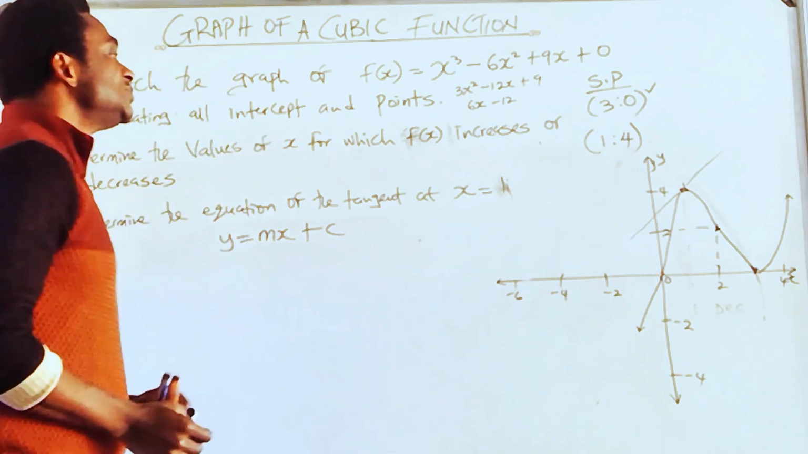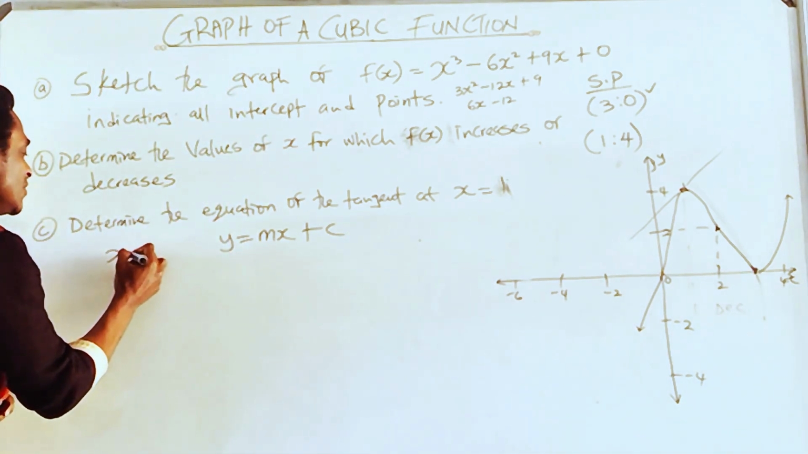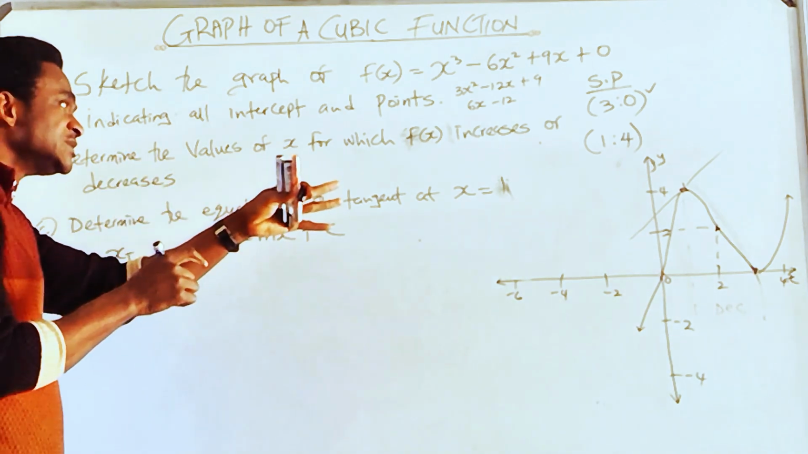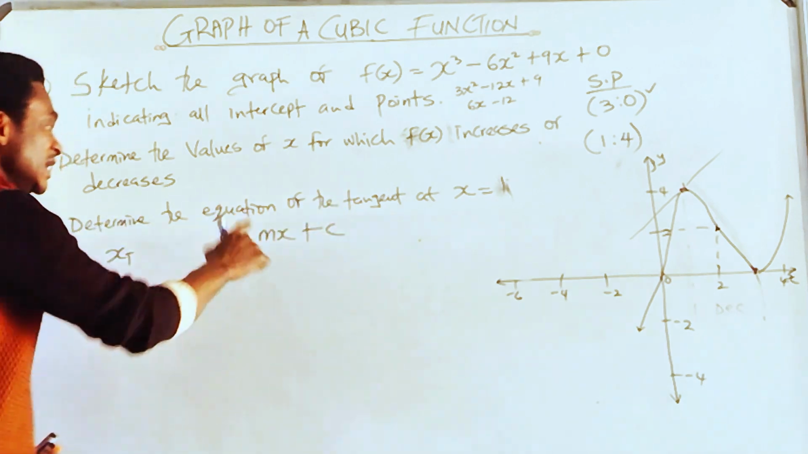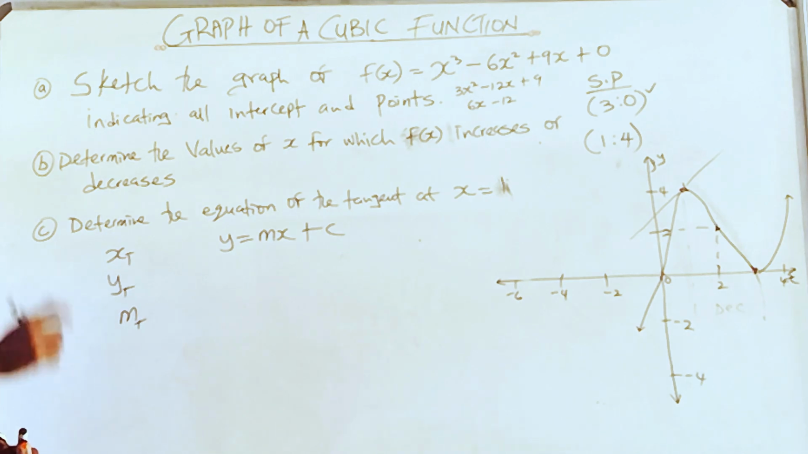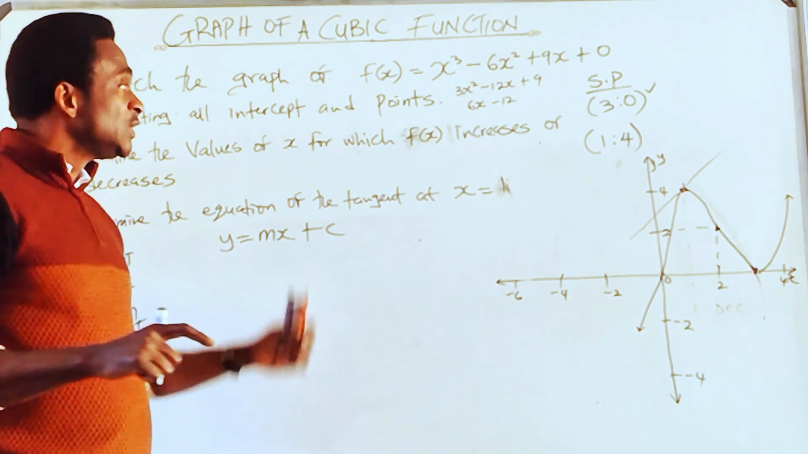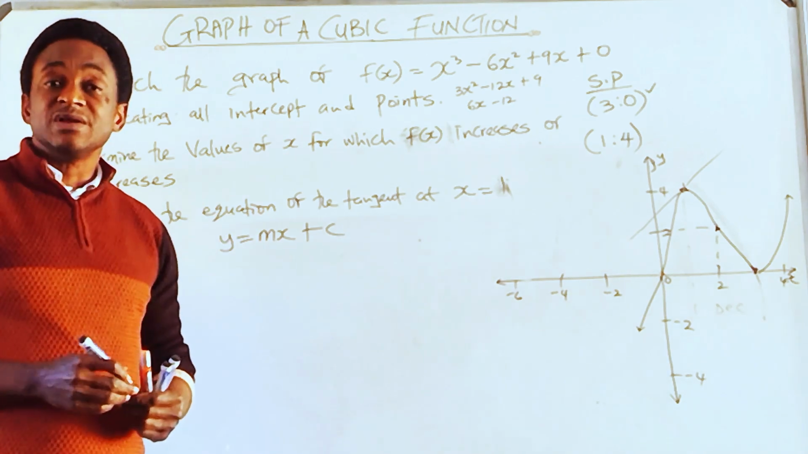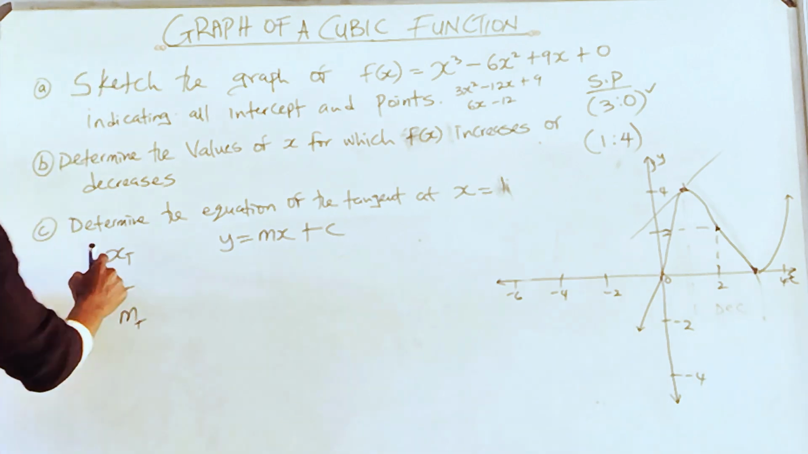The tangent equation will be a linear equation. What do we need? We need the value of x at that tangent point. We also need the value of y at that tangent. And then, based on the equation, we also need the gradient at that tangent. Also remember that the first derivative of any function is equivalent to the gradient of that equation at that point.